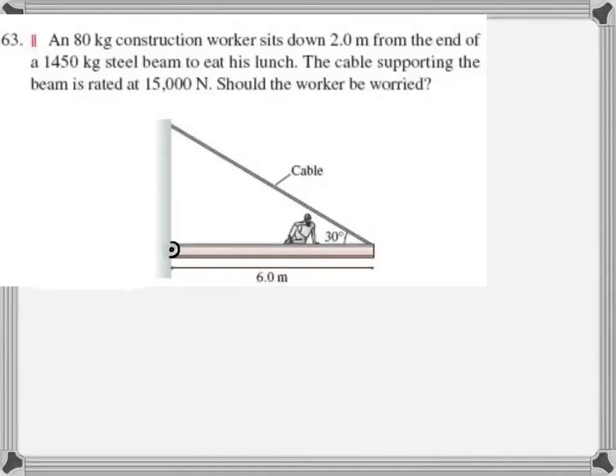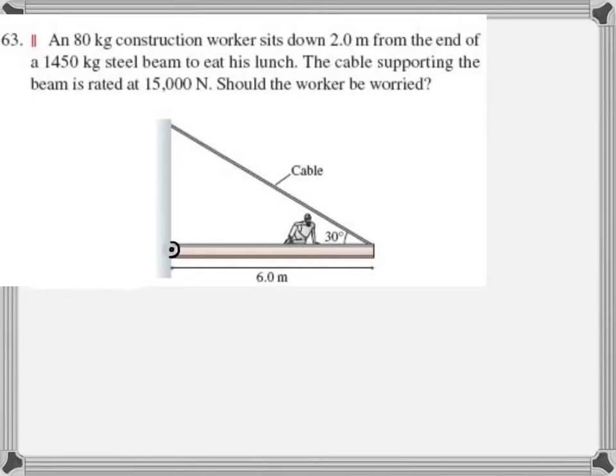All right, so this is a static equilibrium example. Let's take a look at this. We have an 80 kilogram construction worker who sits down 2 meters from the end of a 1450 kilogram steel beam to eat his lunch. The cable supporting the beam is rated at 15,000 newtons. The question is, should the worker be worried?